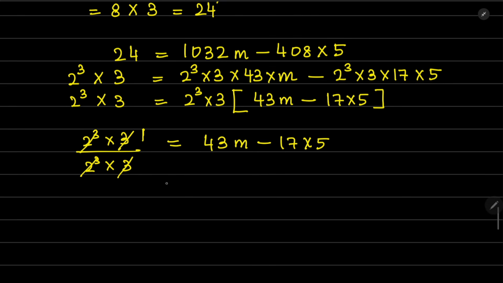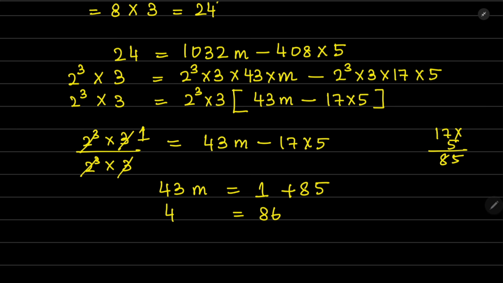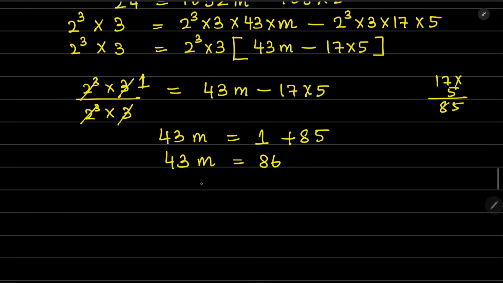Now 43m is equal to this entire thing, and the minus term will go to the other end. So it will become what? You already have a 1 here. So 1 plus, what is 17 multiplied by 5? It's 85. 1 plus 85. This 1 is something which you should not miss. Which is nothing but 86. So 43m is equal to 86 and m is equal to 86 divided by 43, which is 2. So the value of m is 2.